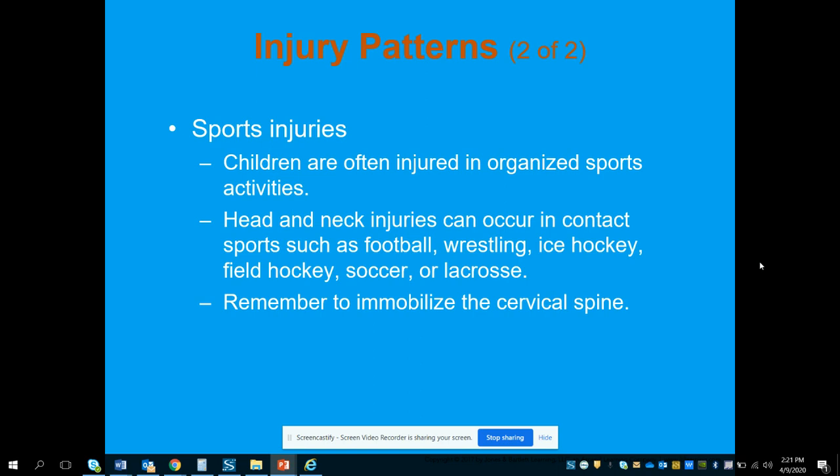So making sure that we remember to immobilize the cervical spine, and if they have a helmet in place, are we going to leave it or are we going to take it off? It will depend on the type of helmet and the situation. As long as it's not impeding with our management of the airway, most of the time we can pad it and just leave it in place. But again, we'll address that more in the trauma chapters.